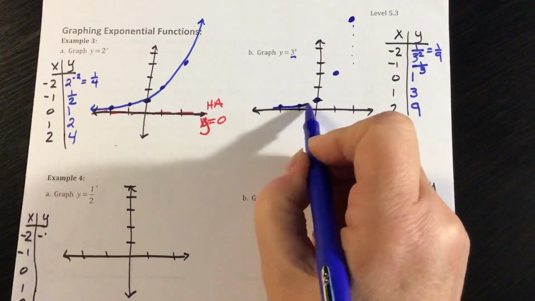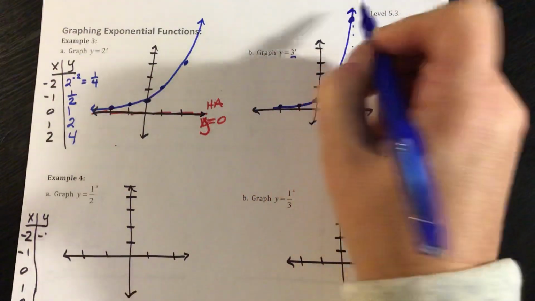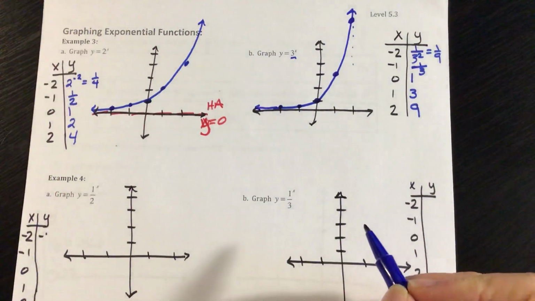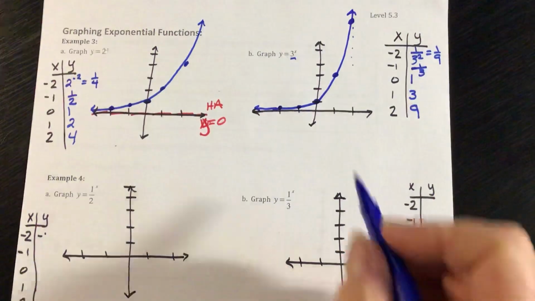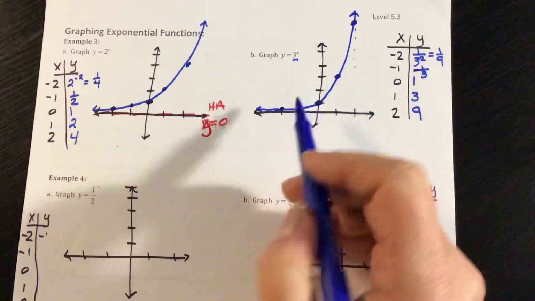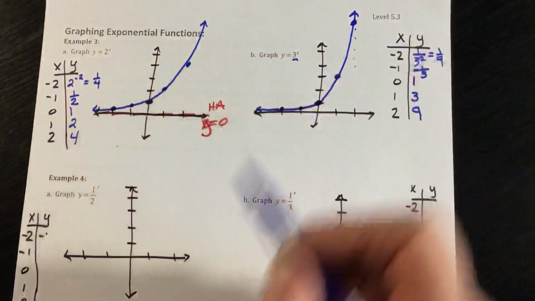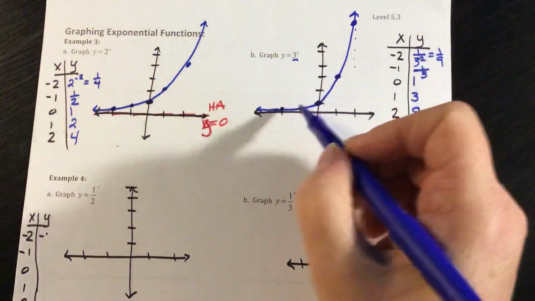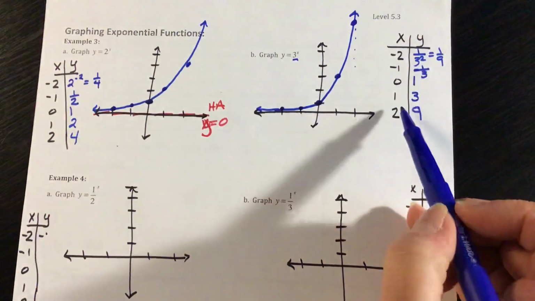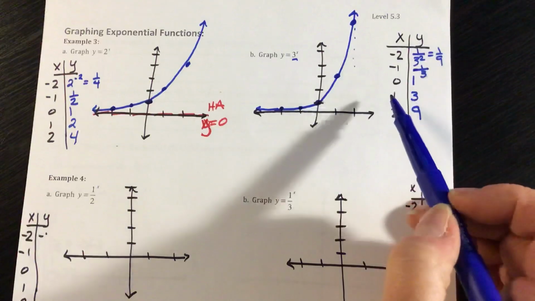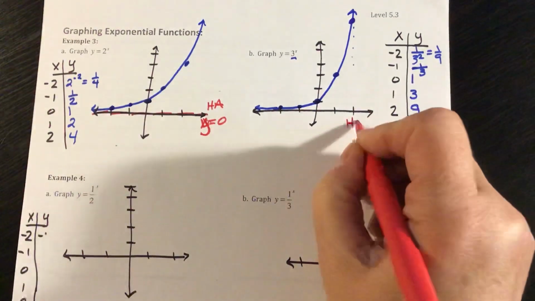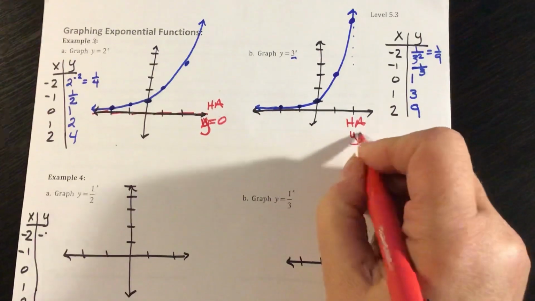All right, so the graph, even with the different base, has the same shape. Okay, the bigger the base is, the faster it's going to go up. So the higher it will go with these same x values. And again, I do have a horizontal asymptote at y equals 0.